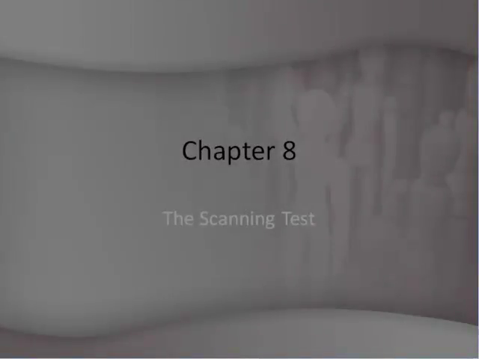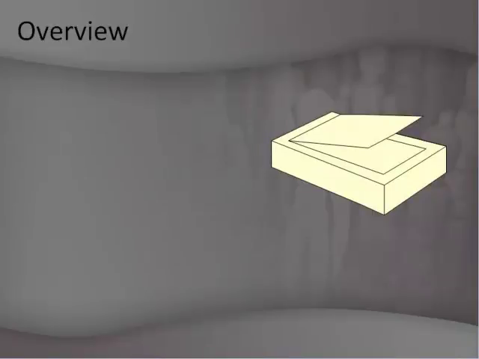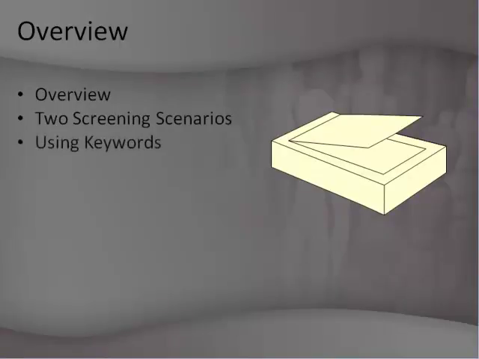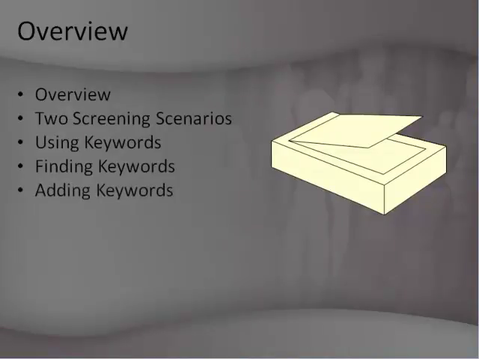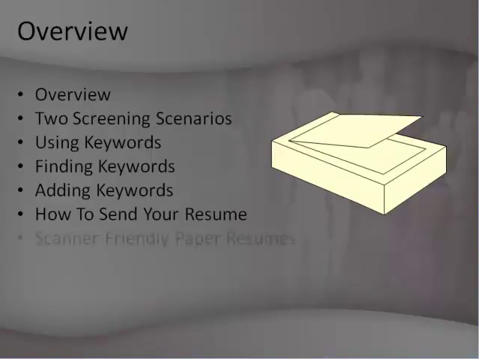Now that we've dealt with creating a resume that'll appeal to the human element, we've got something else that we need to deal with, and that is electronic scanning. We're going to talk about in this chapter what the process of electronic scanning involves. We're going to look at the two screening scenarios, using keywords, how we can find those keywords, how to add the keywords properly, and then how to send or submit that resume, and then scanner-friendly paper resumes.